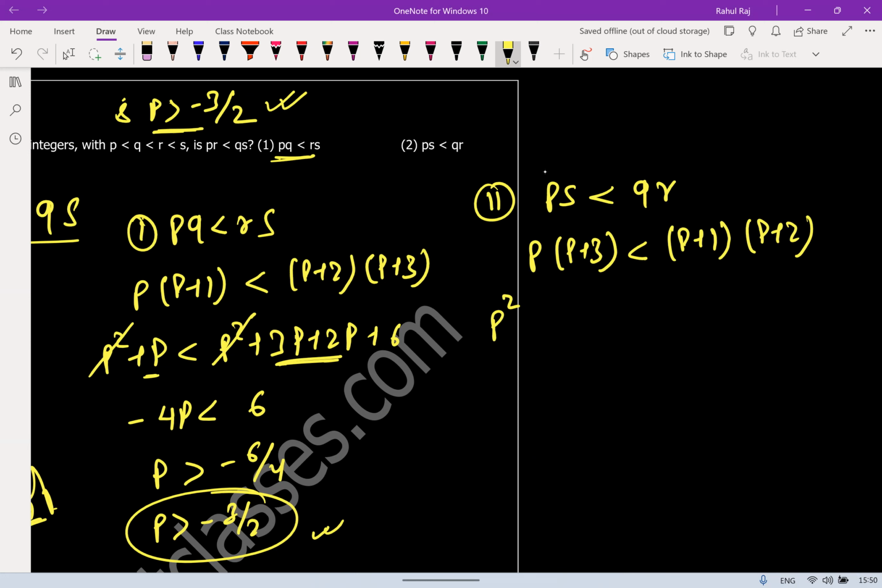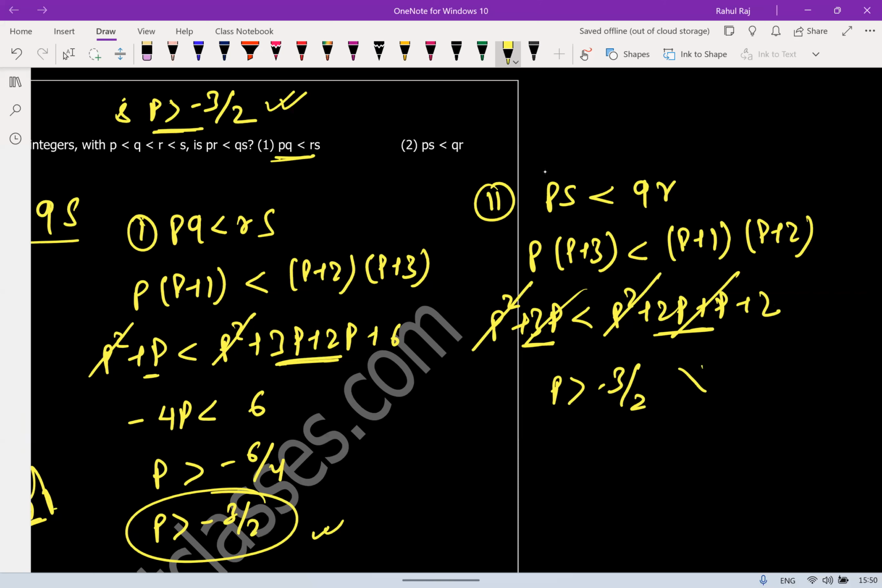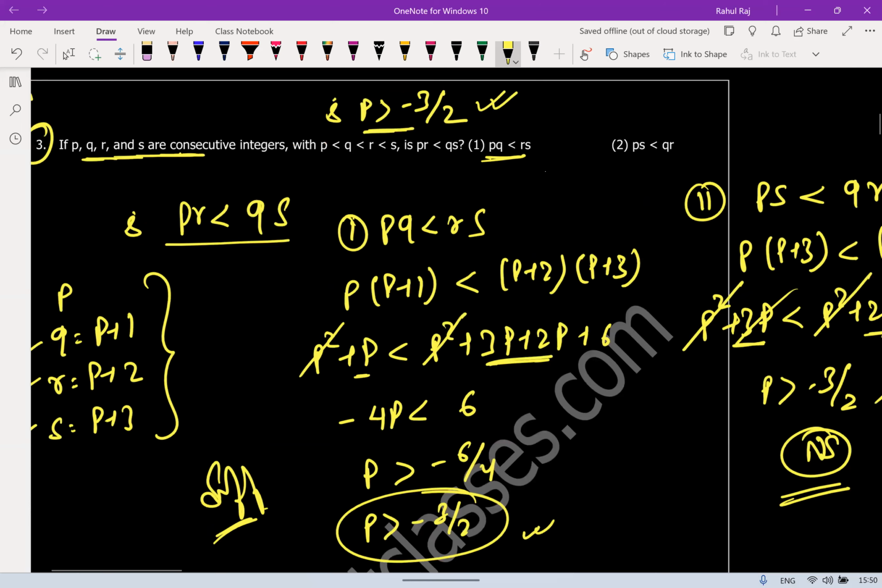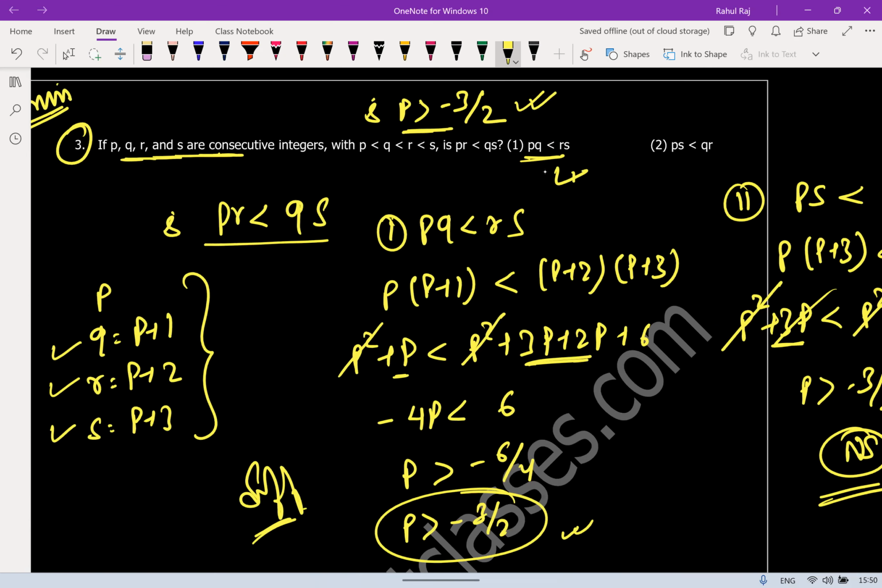So that is nothing but P square plus 3P less than P square plus 2P plus P plus 2. Can I cancel out P square, P square? This is 3P and this is 3P. It will get cancelled out. You are not getting P greater than negative 3 by 2 from here. So this is not sufficient. Simple logic. If you have to do, you can do it this way. If you want to go ahead and take numbers, you can do that as well. It's all up to you. Agreed? Any problem here?